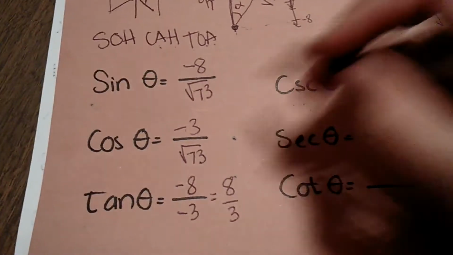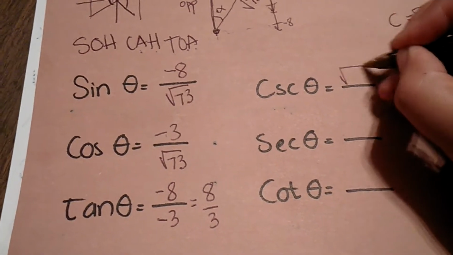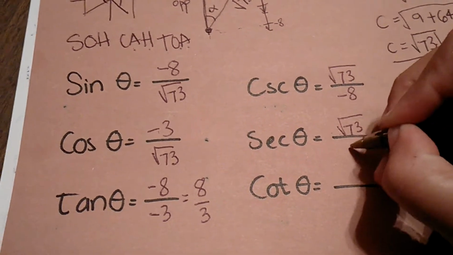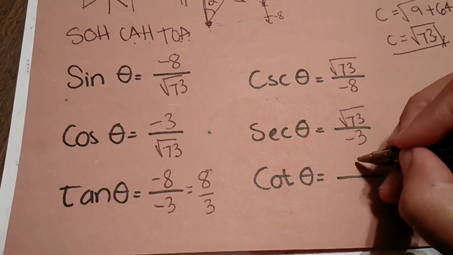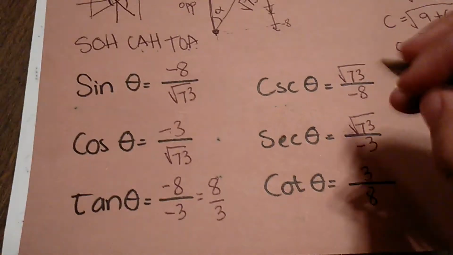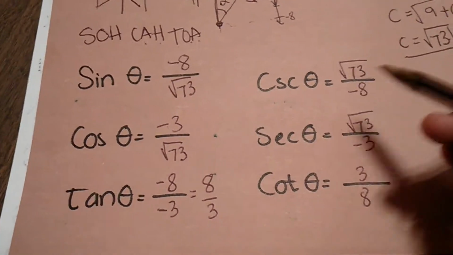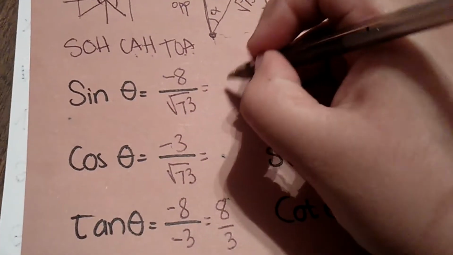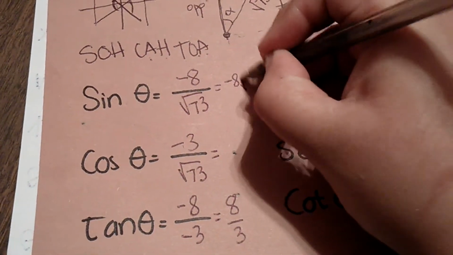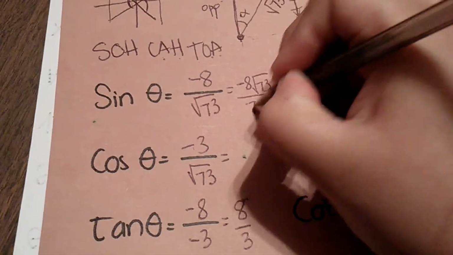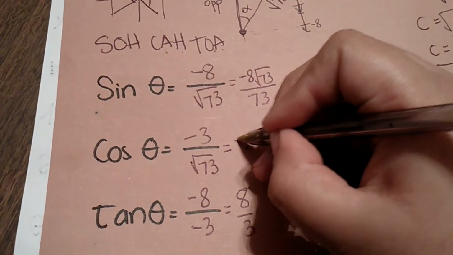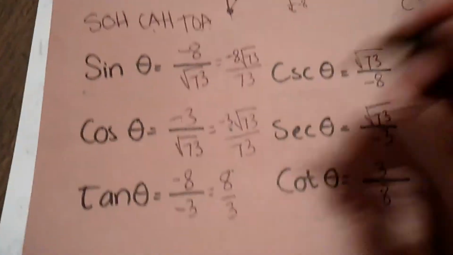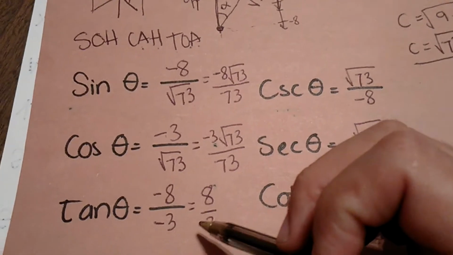Then you need to switch these ones. Radical of 73 over minus 8. Radical 73 over minus 3. 3 over 8. Then you need to see which one you need to rationalize. And those ones are these ones. So it's minus 8 radical of 73 over 73. And this one is minus 3 radical of 73 divided by 73. And you finish your 6 trigonometric ratios.